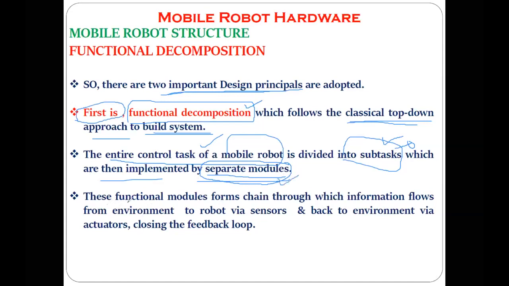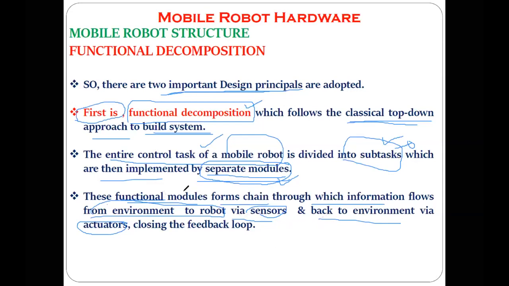These separate modules can also be referred to as functional modules. These functional modules form a chain through which the information flows from the environment to the robot. Okay, how does the information flow from the environment to the robot? With the help of sensors, and again back to the environment via some actuators. When the information flows from the environment to the robot, the processing of that information happens with the help of some components of the robot, and after processing, the robot has to take action. When the robot takes the action, that action is performed in the environment.